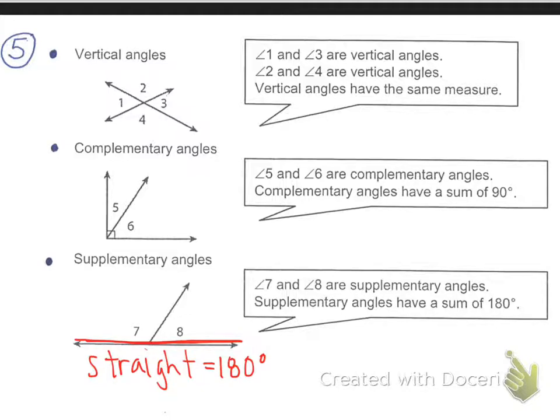Complementary angles add up to a right angle. Well, a right angle, if he compliments you, he's right. Get it? Like, if your partner compliments you, they're right for you. That's how I always remembered it.